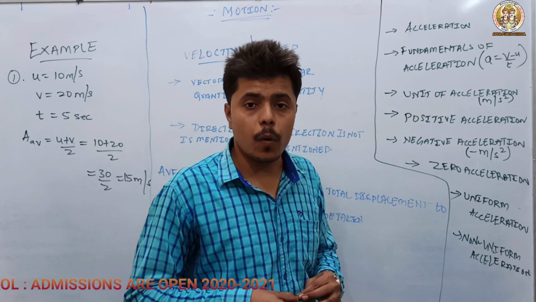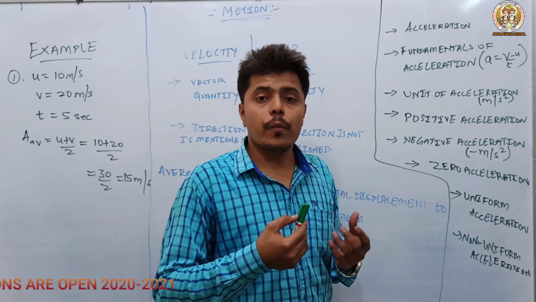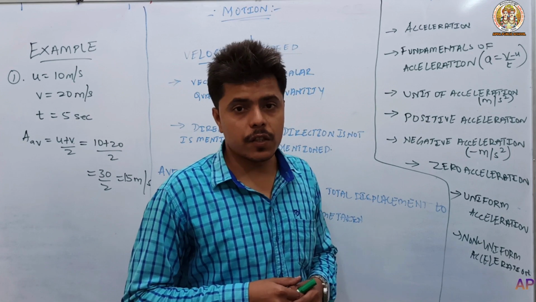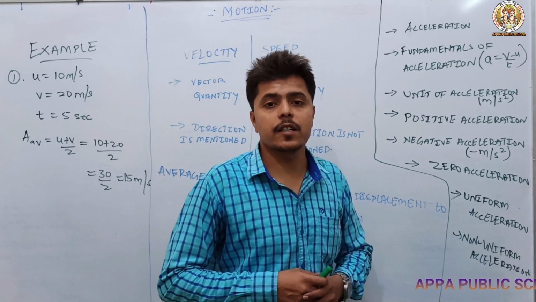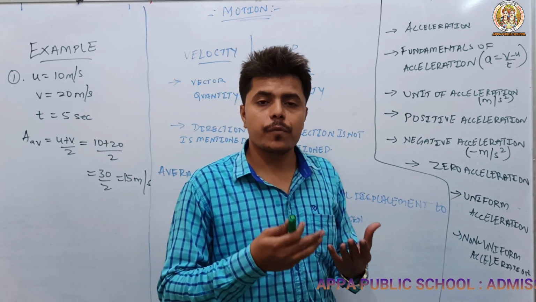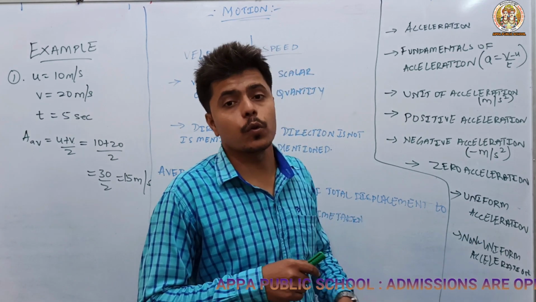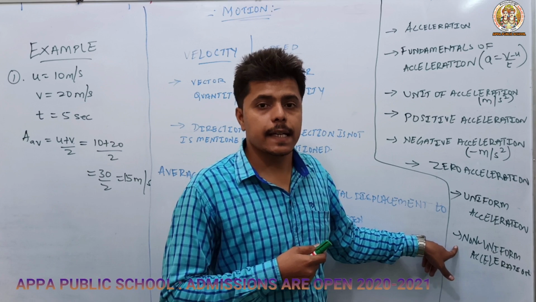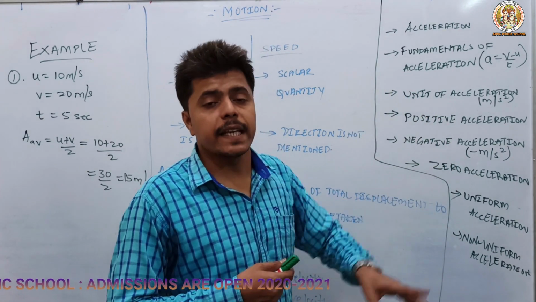Uniform acceleration means the rate of change of velocity with respect to time is the same. Non-uniform acceleration means the rate of change of velocity is not the same with respect to time. So this is about acceleration.